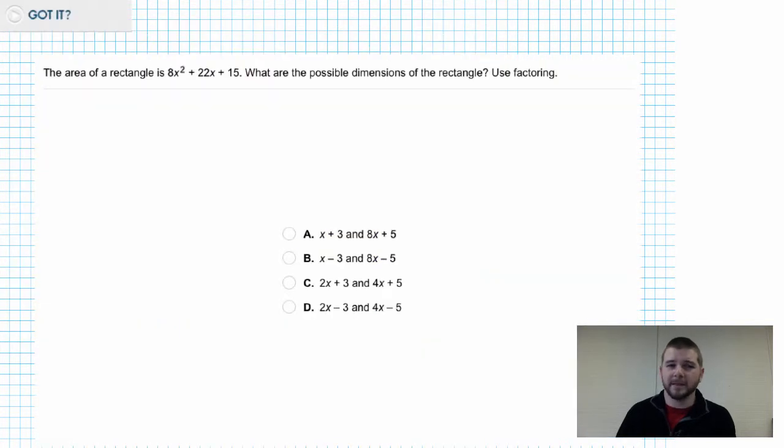And here is the got it problem. The area of a rectangle is 8x squared plus 22x plus 15. What are the possible dimensions of the rectangle? Use factoring. Work carefully and make your selection from the choices below.